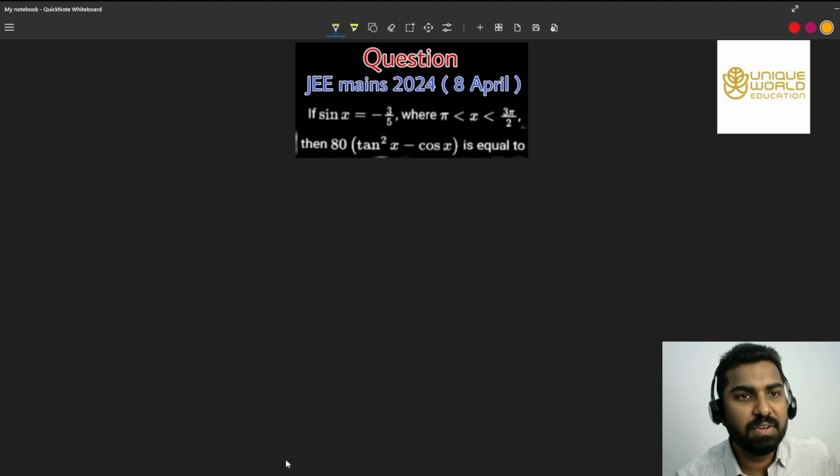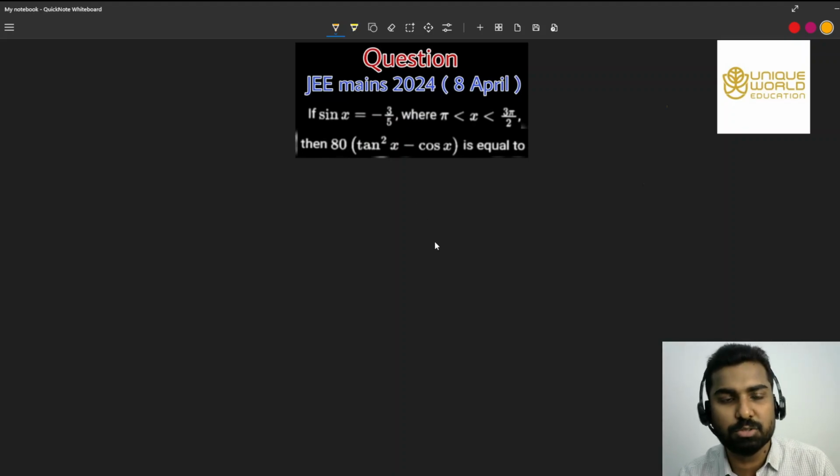Okay, so the first question is from a recent paper, the 2024 April 8th paper. If sin x equals minus 3 by 5, where x belongs to the interval pi to 3 pi by 2, then find the value of 80 into tan square x minus cos x. It's a very easy, basic, board level question only.